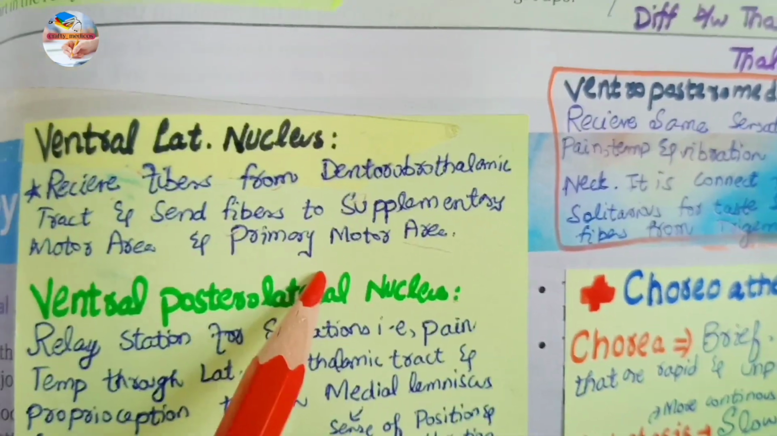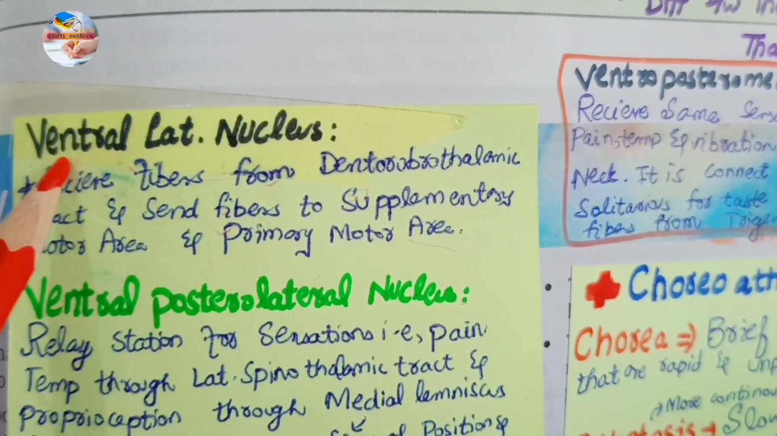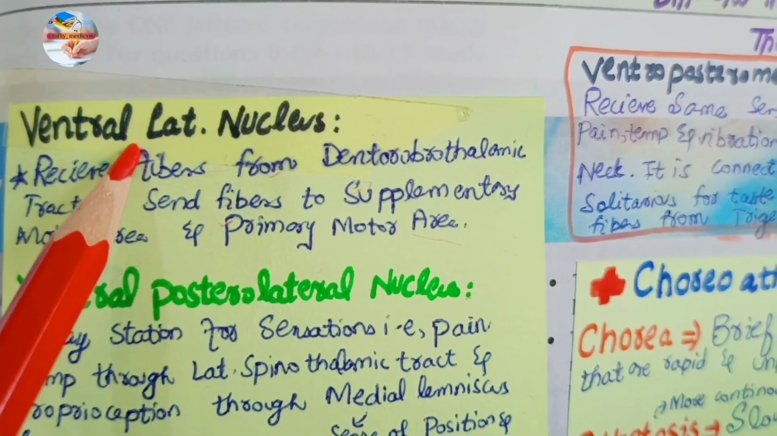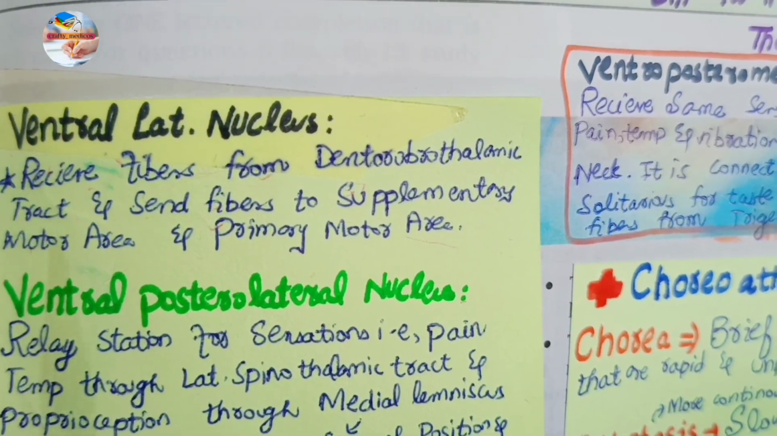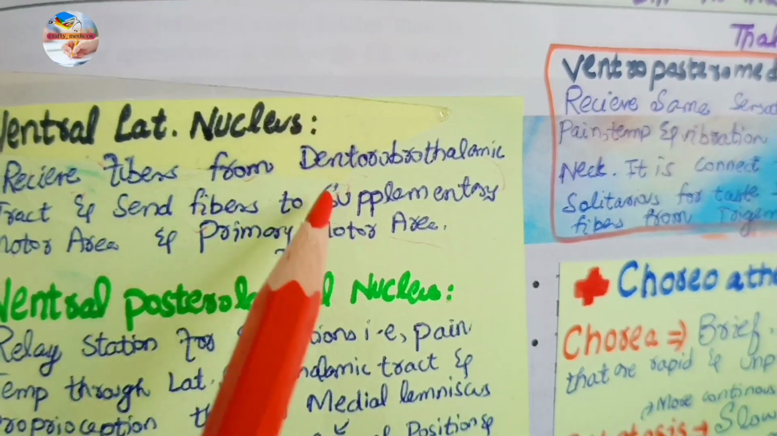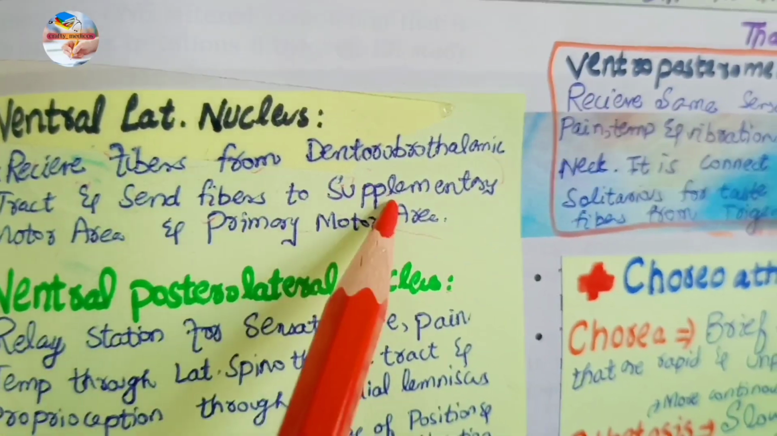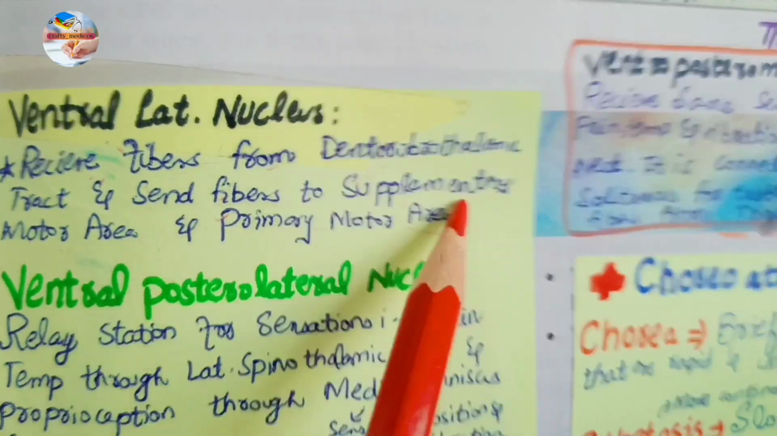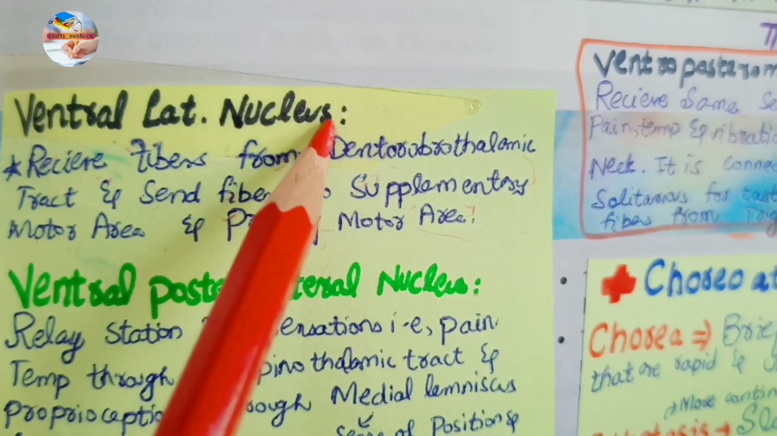the primary motor area. As we already said, the ventral lateral nucleus and the ventral anterior nucleus are both concerned with motor activities as a part of the motor system. So it receives the fibers from the dentatothalamic tract, from the dentate nucleus which is present in the cerebellum, and sends its fibers to the supplementary motor area and the primary motor area. So it is basically concerned with motor activity.